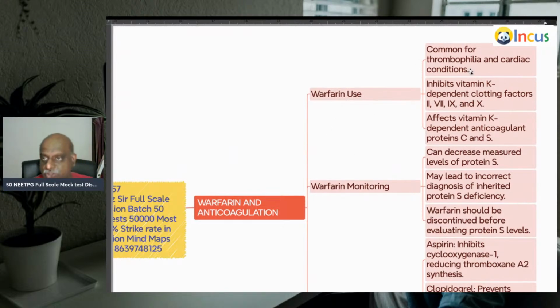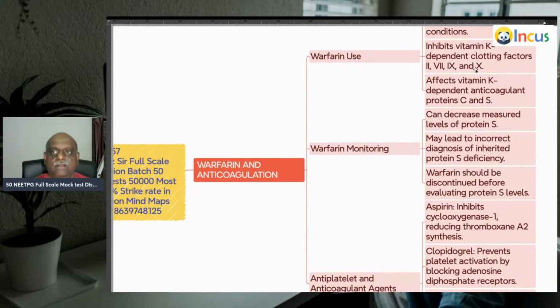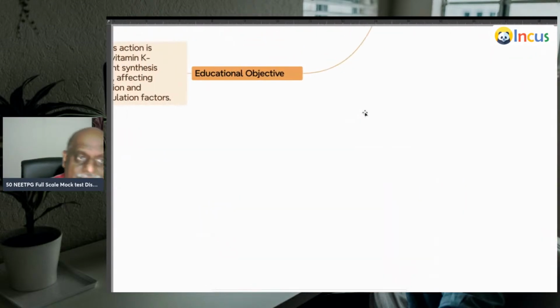We use warfarin for thrombophilia. What are vitamin K dependent factors? 2, 7, 9, 10. Warfarin typically affects vitamin K dependent factors, including protein C, protein S. Not only 2, 7, 9, 10, which are procoagulant, but protein C, protein S, which are anticoagulant, are also vitamin K dependent. That's the reason warfarin is a vitamin K antagonist. That's the reason it will even affect the protein C, protein S levels, is what you need to remember.